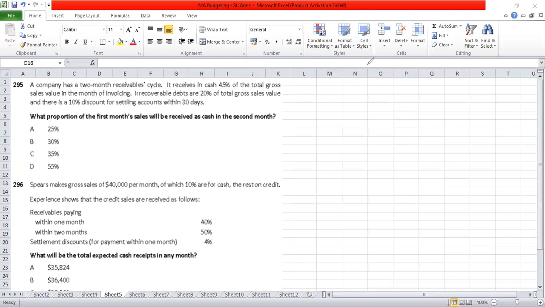A company has a 2 months receivable cycle. It receives in cash 45% of total gross sales value in the month of invoicing. Invoicing is billing. When the bill is made, in that case, it says that 45% of the total gross sales value is received in the same month in which the bill is prepared, or technically in the same month when the sales are made. Irrecoverable debts are 20% of total gross sales value, and there is a 10% discount for settling accounts within 30 days.